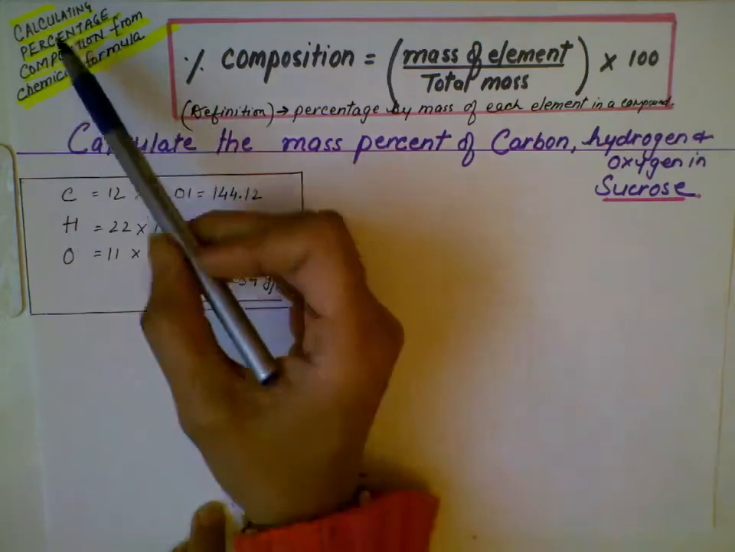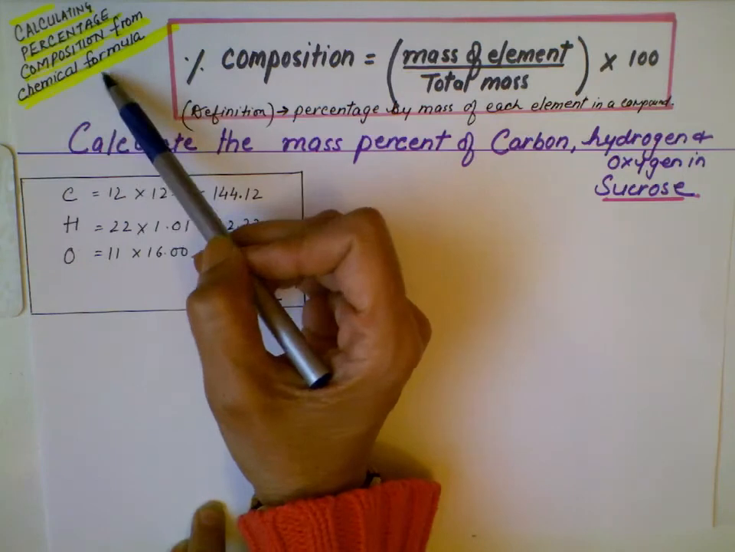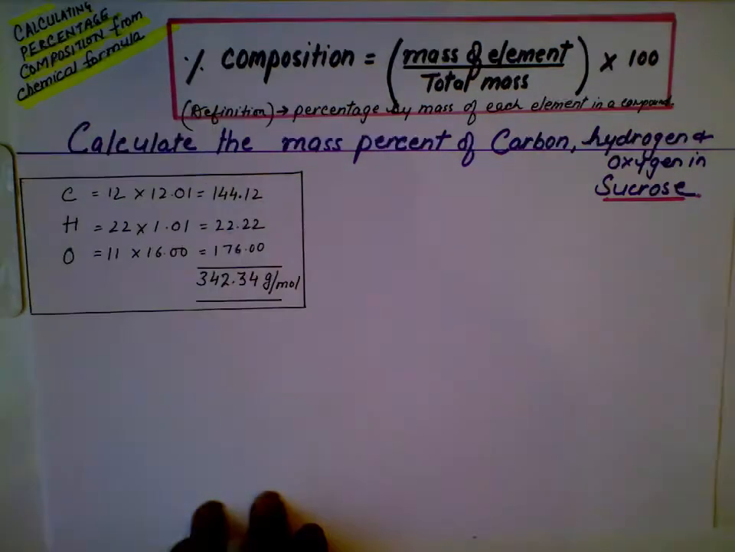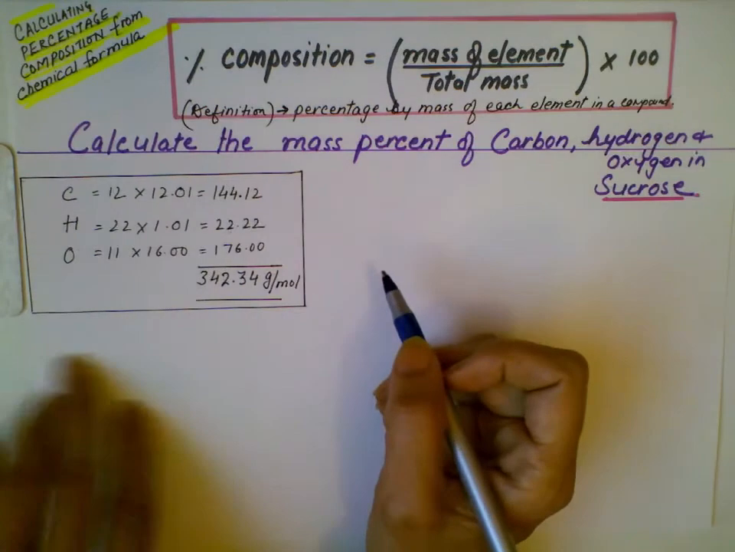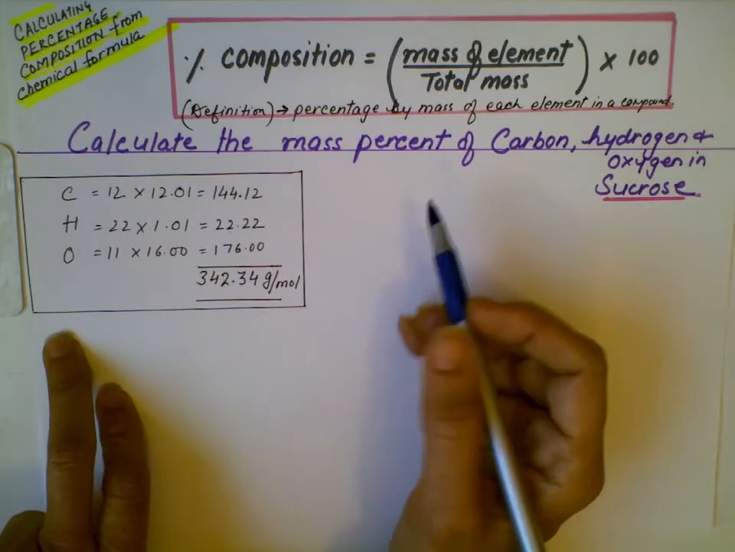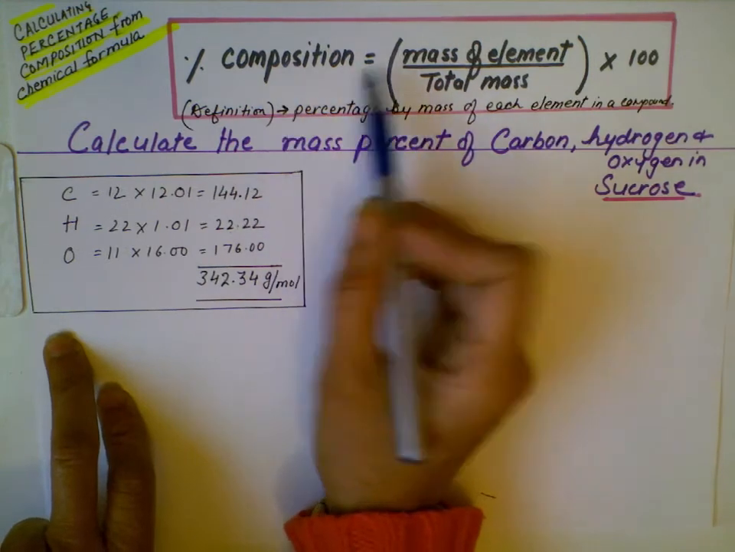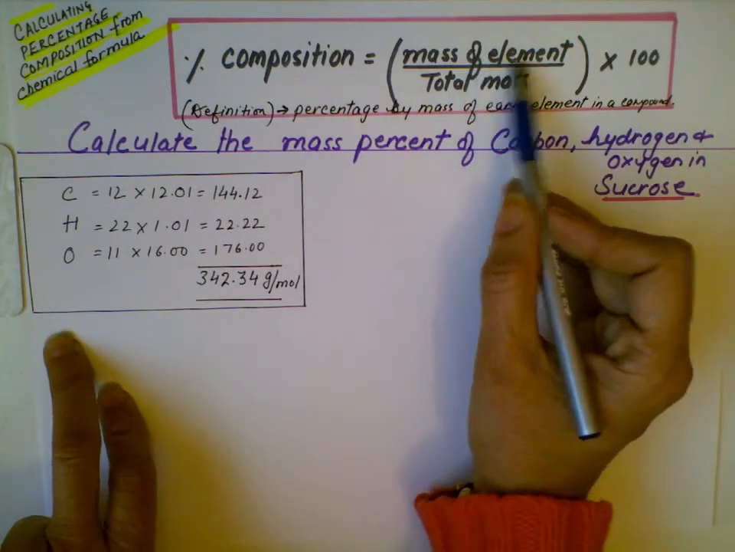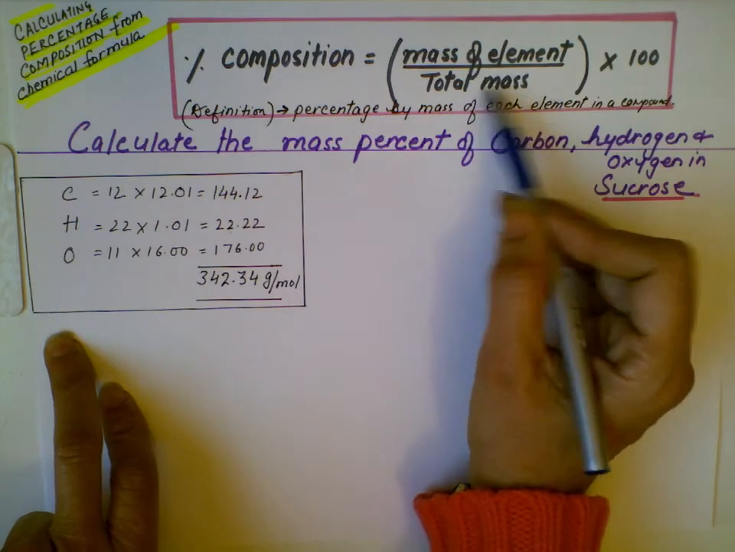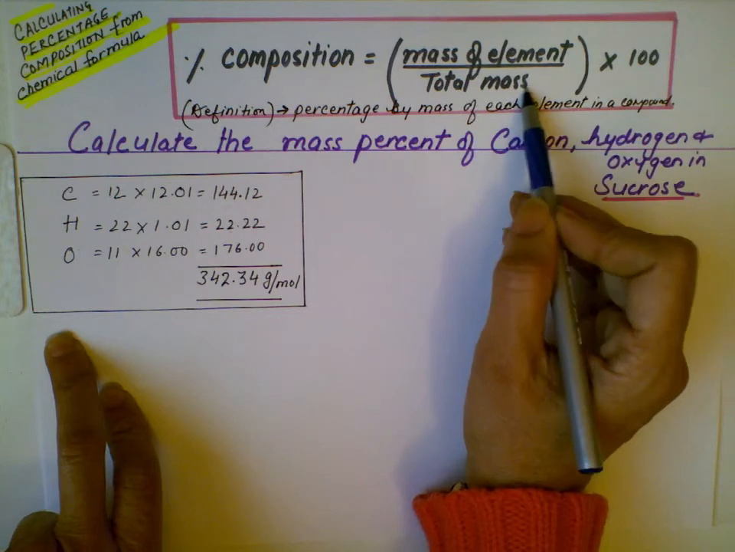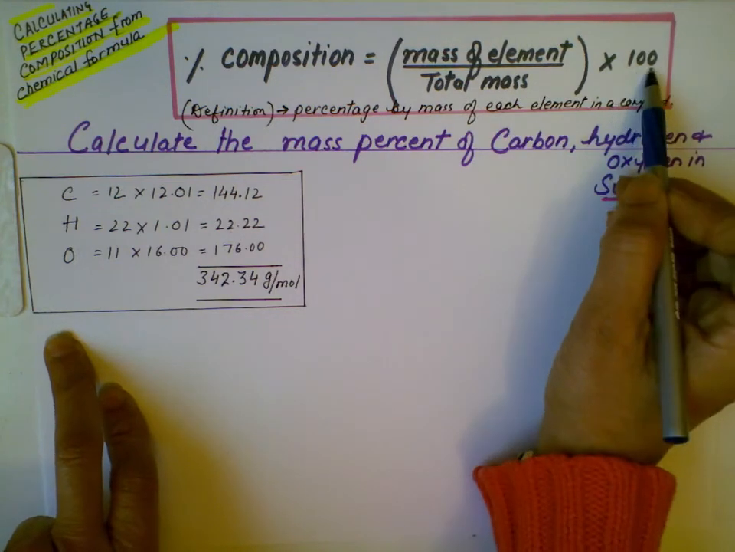So this is the video on calculating percentage composition from chemical formula. The chemical formula can be molecular or it can be formula unit, depending on if the compound is ionic or covalent. So we have this equation: percent composition equals mass of element in a compound over the total molar mass of the compound, times 100, because you're finding the percentage.